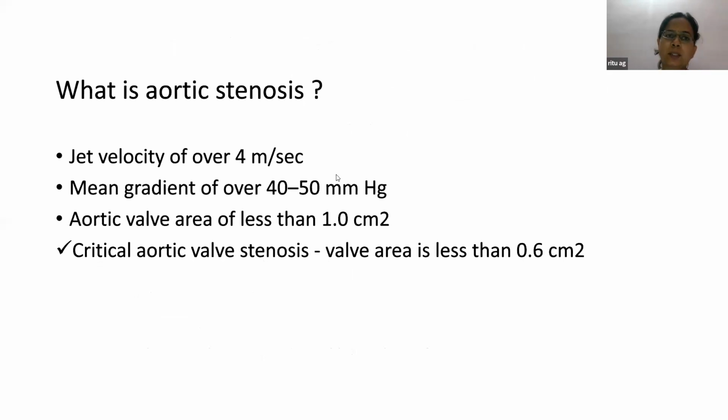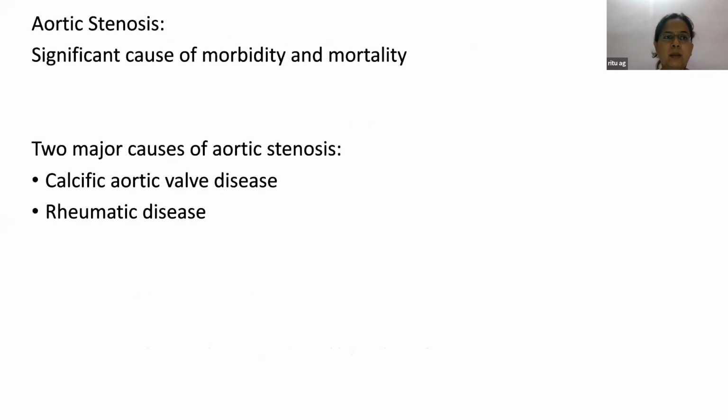So basically, what is aortic stenosis? Aortic stenosis is when we have a jet velocity of more than 4 meters per second, the mean gradient is more than 40 to 50 millimeters of mercury, and the aortic valve area is less than 1 centimeter square. And when the valve area is less than 0.6, then it is critical aortic stenosis. Now, aortic stenosis is a significant cause of morbidity and mortality. And the two major causes of aortic stenosis are calcific aortic valve disease and rheumatic disease.